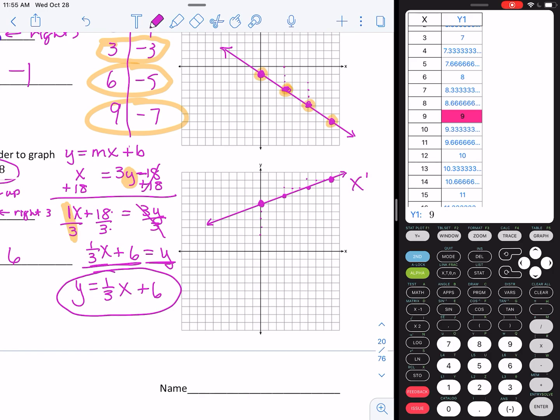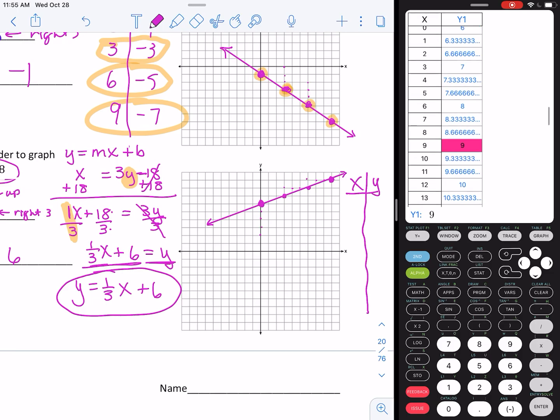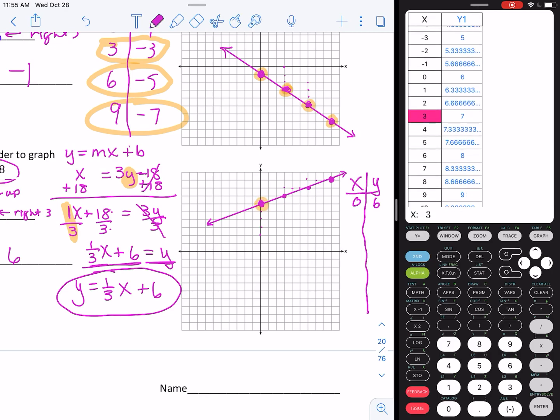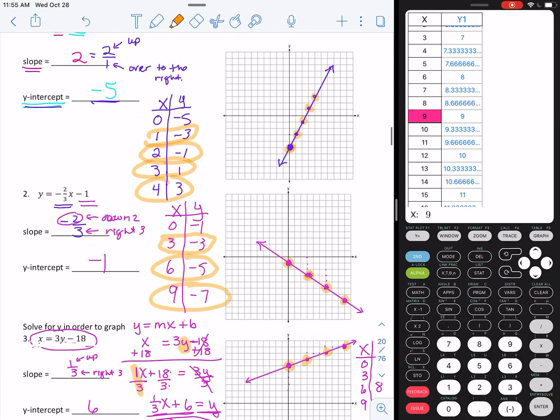So your table of values for this is 0, 6. That's that point. And then the next good one we have is 3, 7. That's that point. And then the next good one we have is 6, 8. That's that one. And then the last good one we have is 9, 9. And that's that one. There you go. All right, and that concludes Unit 2, Notes 2.